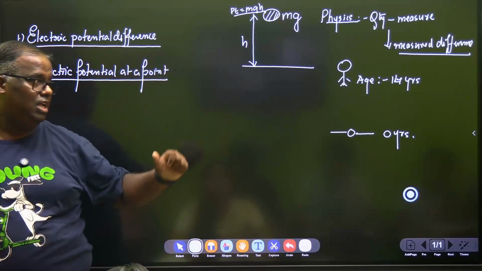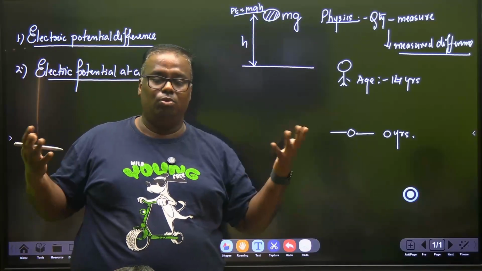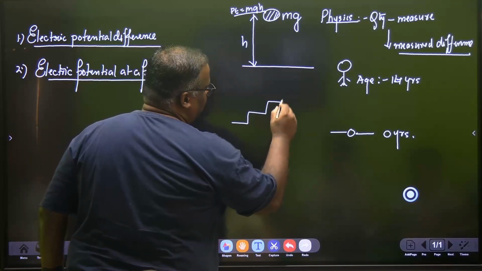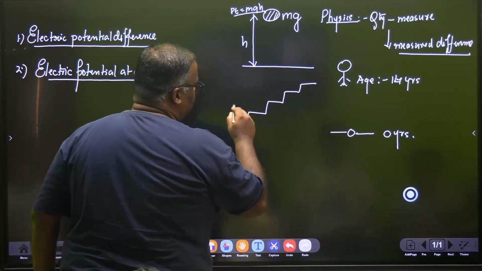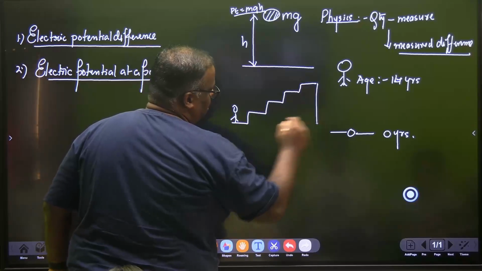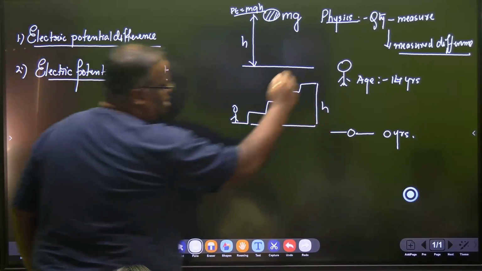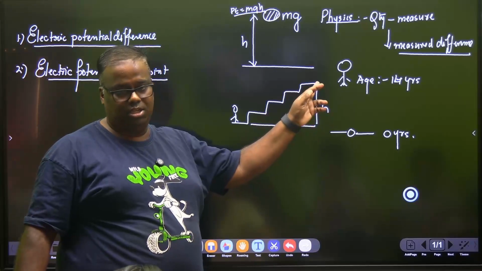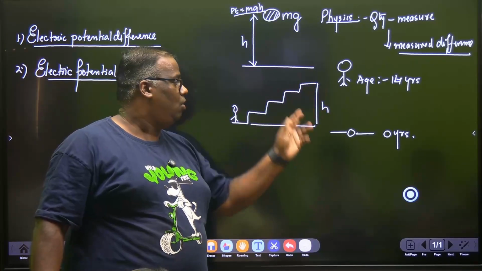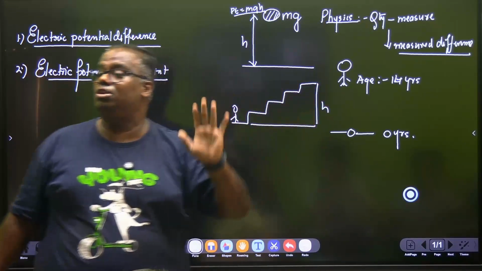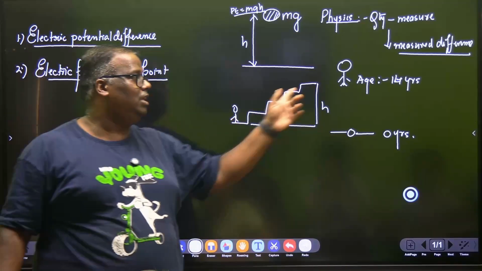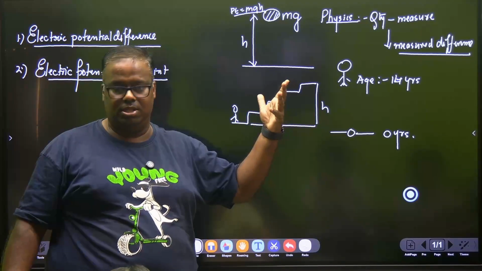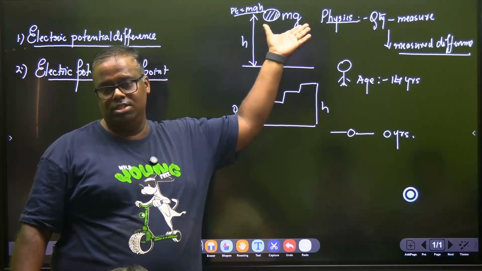Conservative force does not depend on how the work was done. What I'm trying to say is, suppose there is a staircase like this. A man is taking the staircase, but after taking the staircase, he reaches a height h. Potential energy gained by him will be mgh. Whether he goes by the staircase or he goes from here, the path is not important. It always depends on final and initial points. These concepts you'll study in grade 12. These are called conservative forces. A conservative force will give you a conservative work.